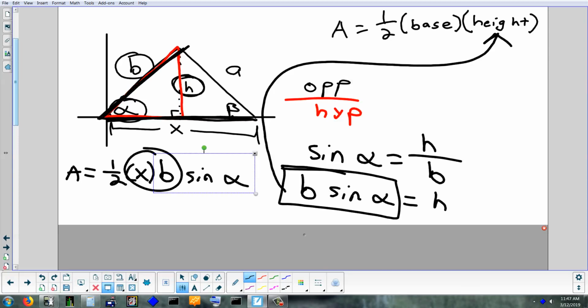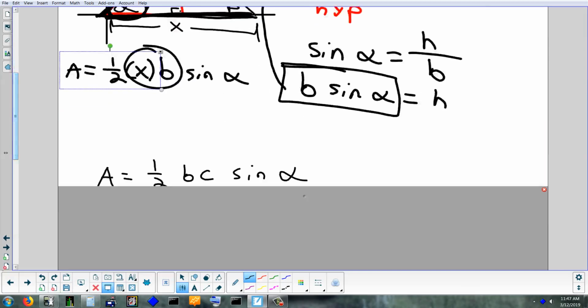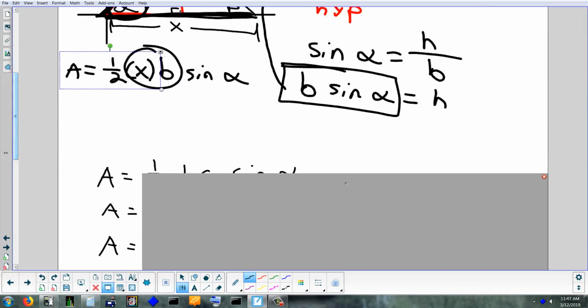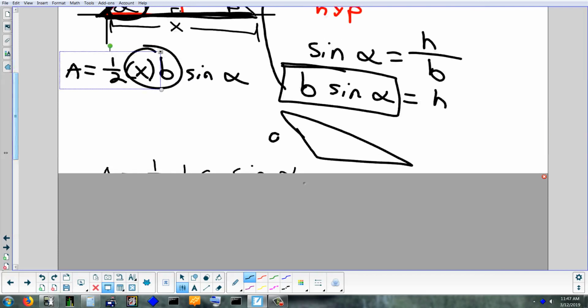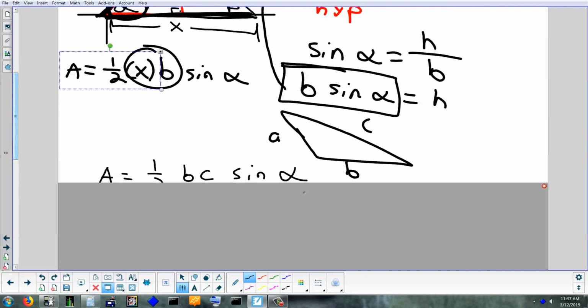Where is alpha in relation to X and B? It's right in between them. That's the pattern. It's 1/2 the product of any two sides that you want times the sine of the angle that's right where the sides meet. That's the pattern. So you could really write it three different ways. Here's the letters we normally use.